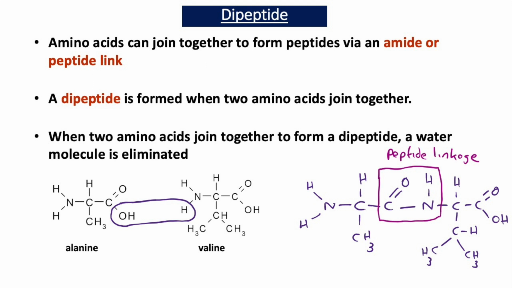Now it's important to mention that this video is only covering the formation of dipeptides, and if you joined 3 amino acids together you'd form a tripeptide, and if you join lots and lots together you'd form a polypeptide, which is commonly known as a protein. Now a protein will have somewhere in the range of between 50 and 2,000 amino acids joining together in its formation, and the formation of proteins and tripeptides won't be covered in this video.